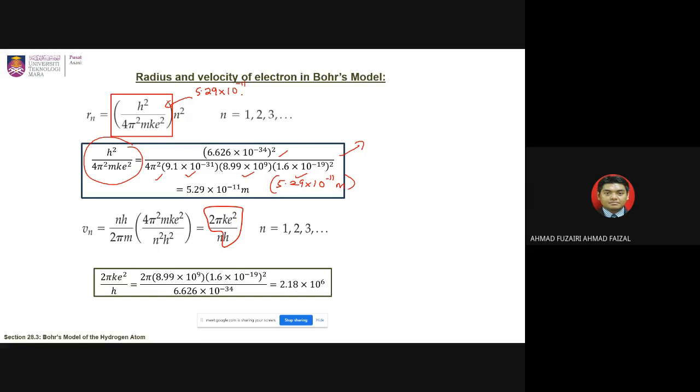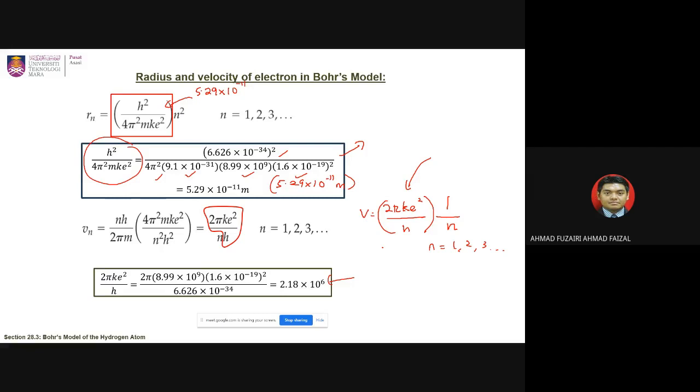All right. For v, they also calculated here that it is 2 pi k e squared over h. Remember v is quite simple, 2 pi k e squared over h, times 1 over n, where n is 1, 2, 3, and so on. And the value here is 2.18 times 10 to the power of 6, times 1 over n. So that should be the velocity of the electron in the Bohr model.